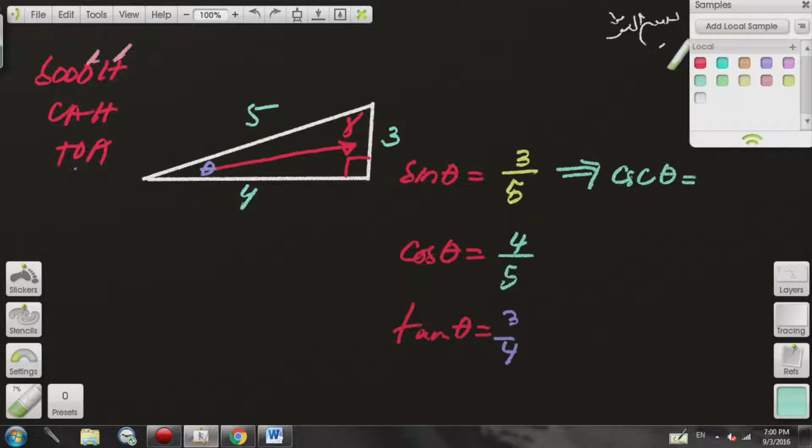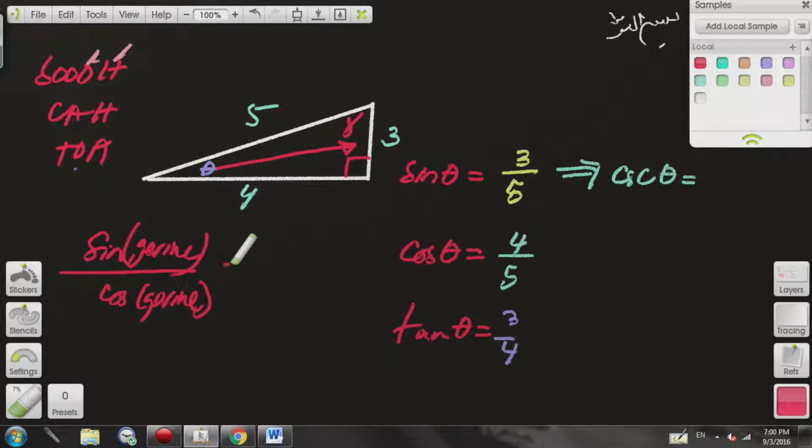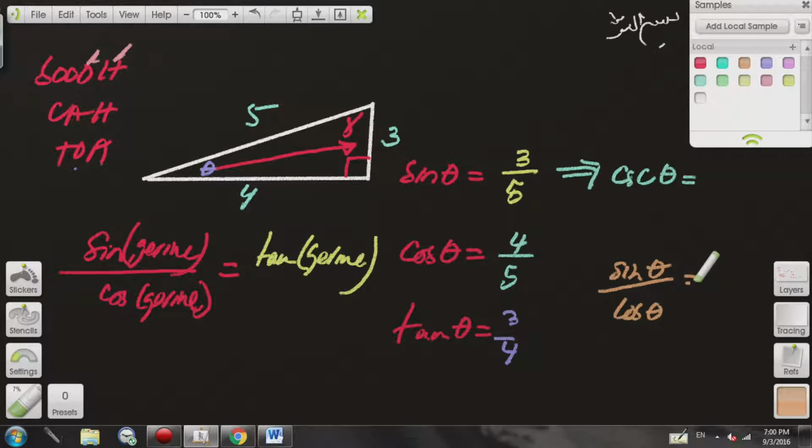trigonometric functions. And then remember a simple rule. Sine of theta over cosine of theta equals tangent of theta. Sine of theta over cosine of theta is tangent. In other words, if you take this divided by this, you get that. Okay, it's actually a very important property.